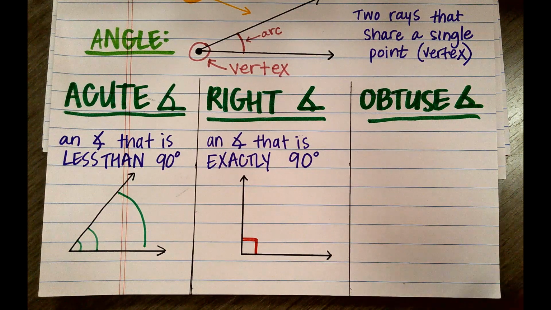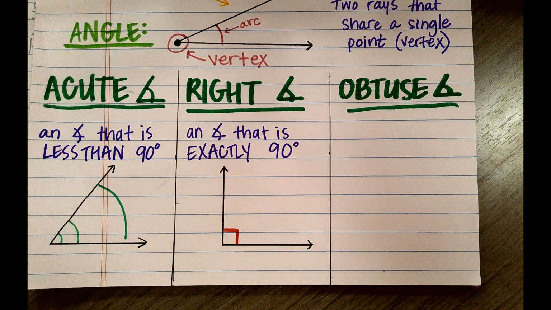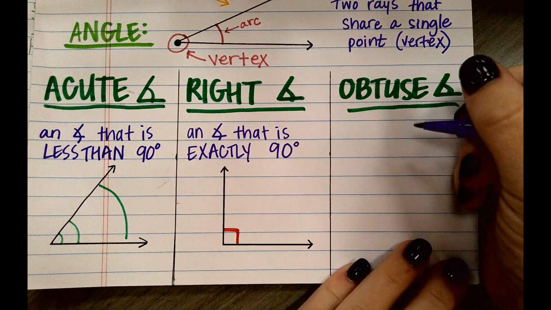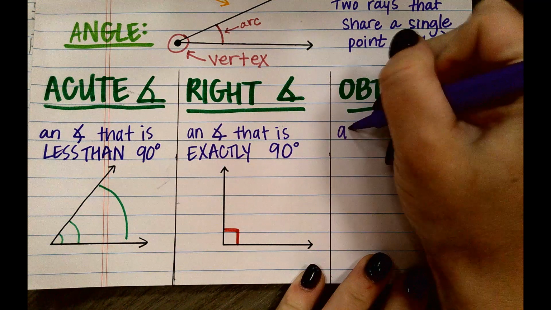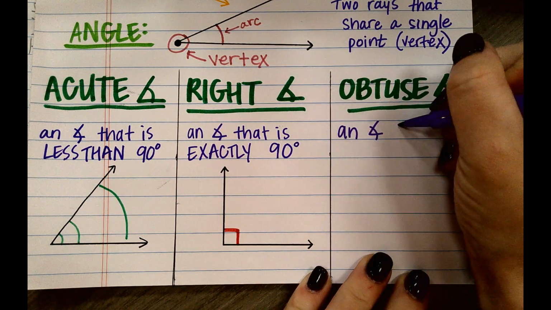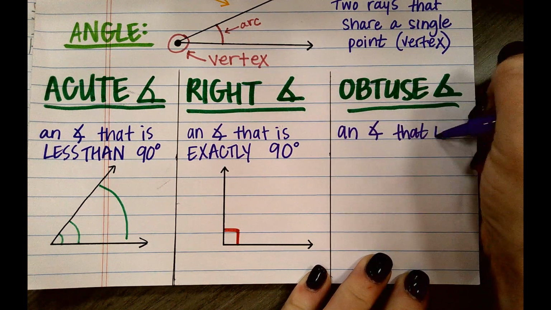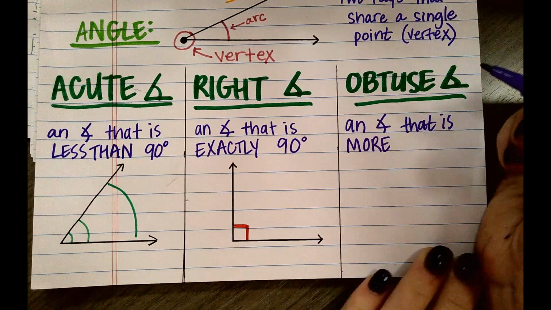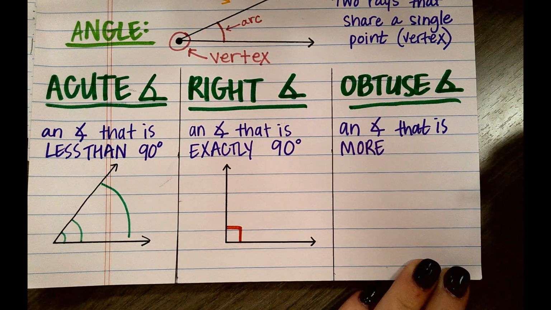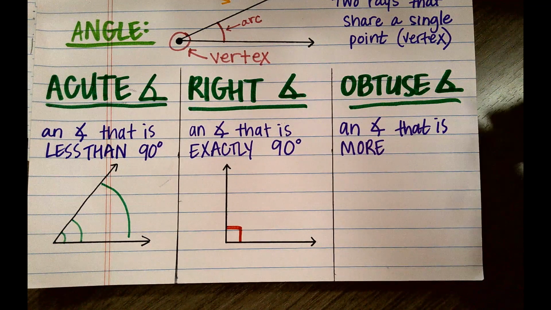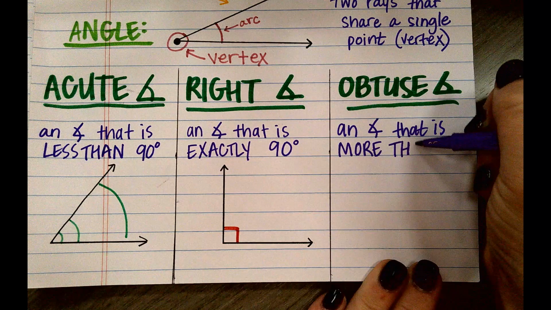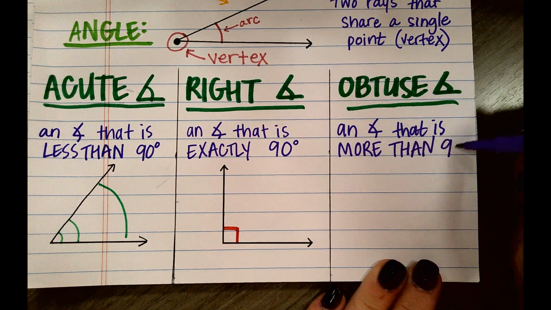That's a great question. Okay, now an obtuse angle is an angle that is more than 90 degrees. It's bigger. An angle that is more. Could be 91 degrees. Could be 160 degrees. Could be any number bigger than 90. More than 90 degrees.